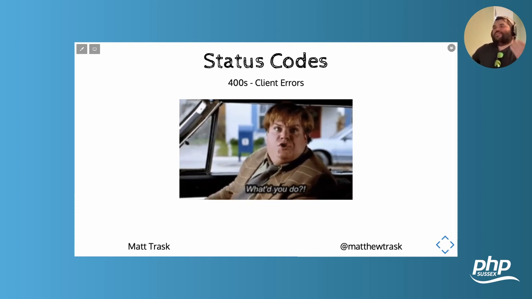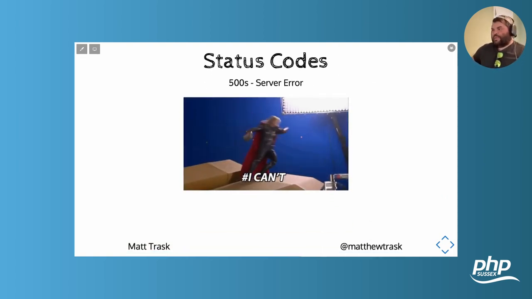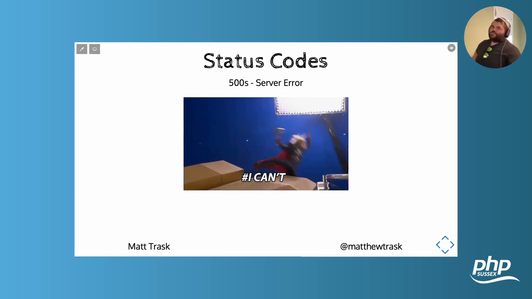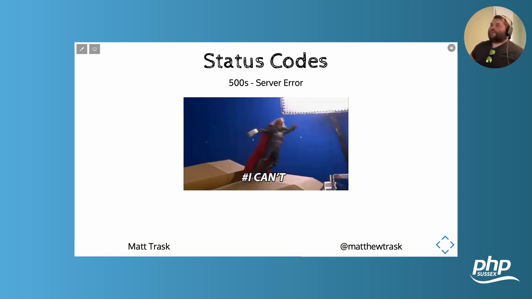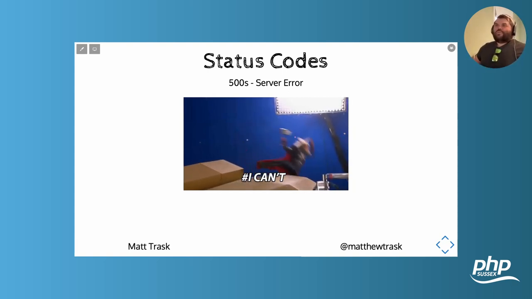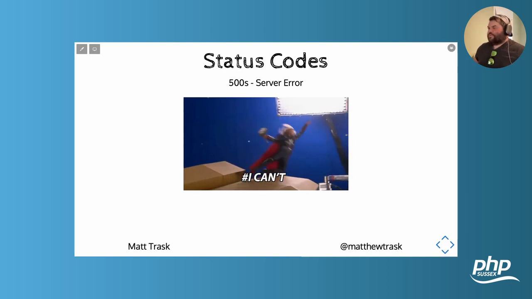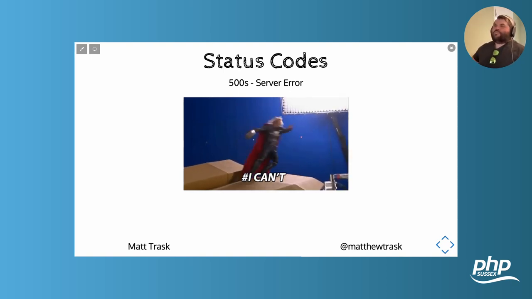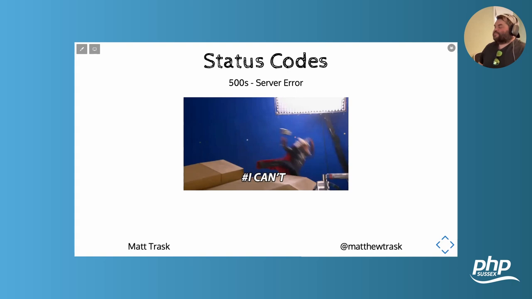These are errors that the client has committed, where the server is basically saying, that's a no-no, please don't do that. And the last one is 500s, the server errors, which are things that happen on the server. Maybe there's a bug in the code, or the database just magically tipped over or something like that. But if you get a 500, it's not your fault, it's the server's fault.